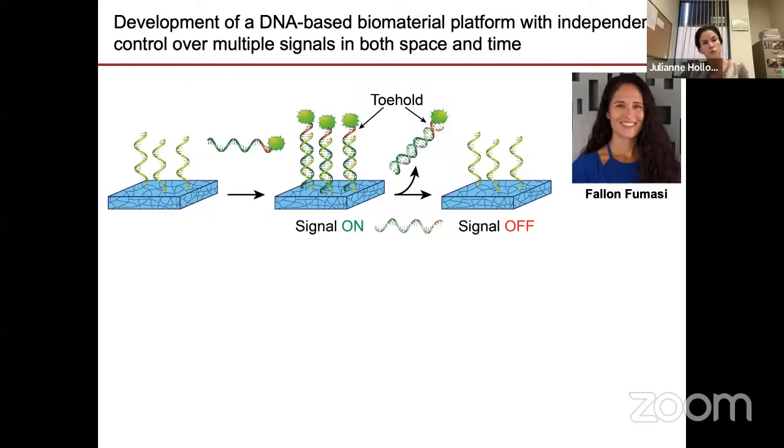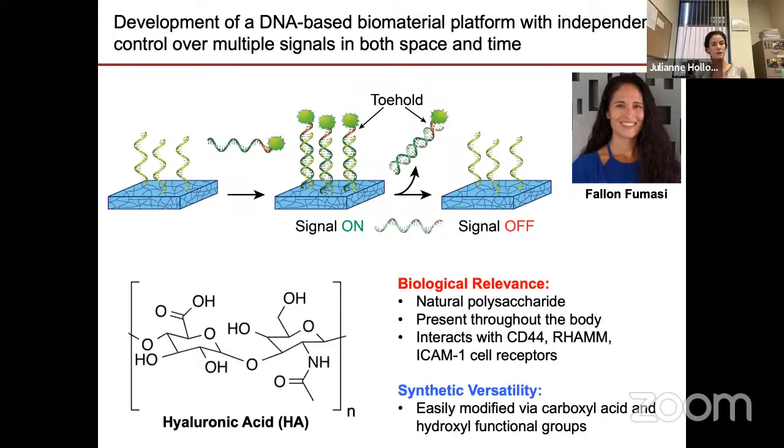And so I'm going to walk through each of the different design considerations that we chose for this platform. To start with the base material, we chose hyaluronic acid because it's a natural biomaterial present throughout the body. We can easily synthetically modify hyaluronic acid to contain the synthetic groups of our choice for the photopatterning. But it also doesn't innately interact with any integrin mediated adhesion. So we can precisely control that cell adhesion through integrins, through the addition of, say, RGD as well.